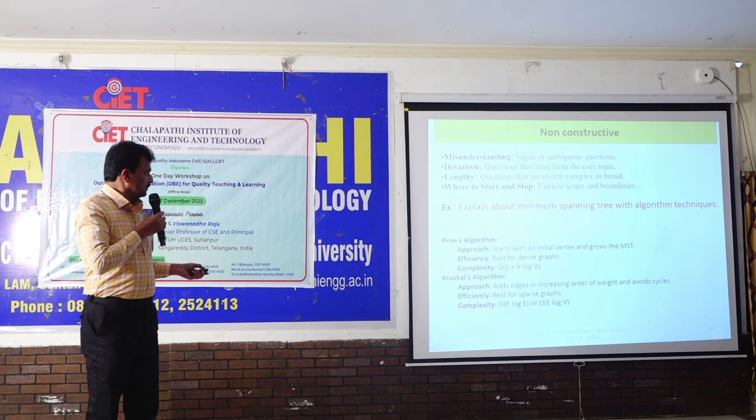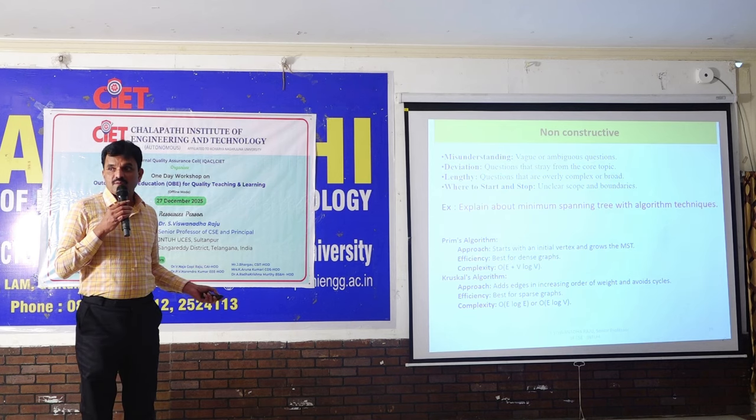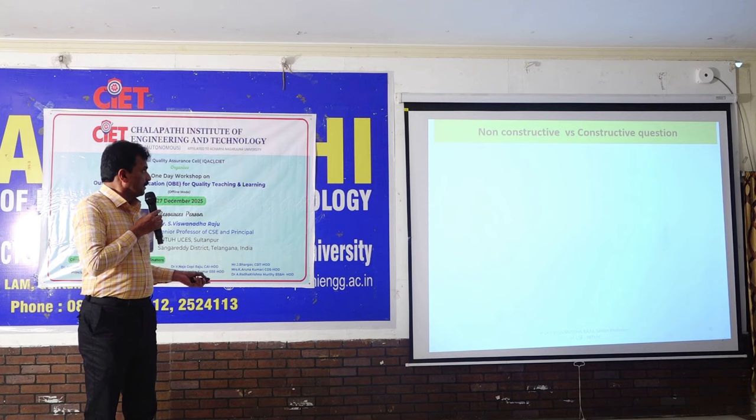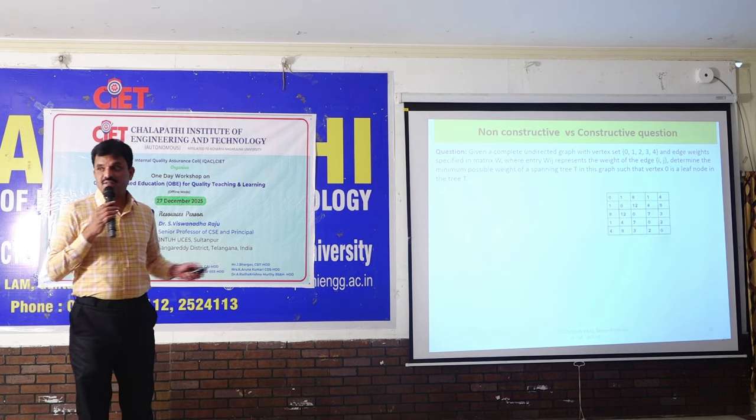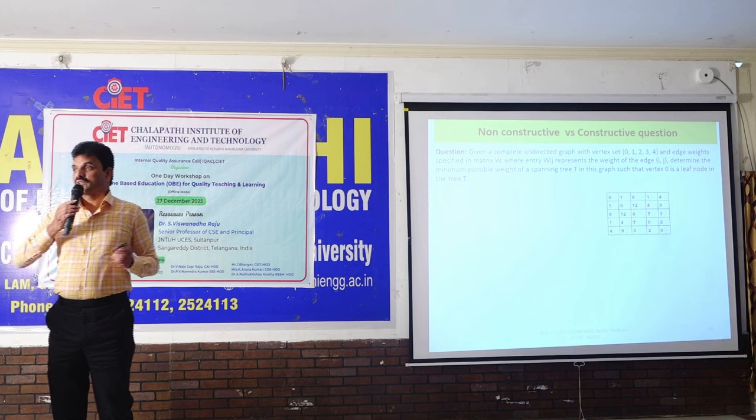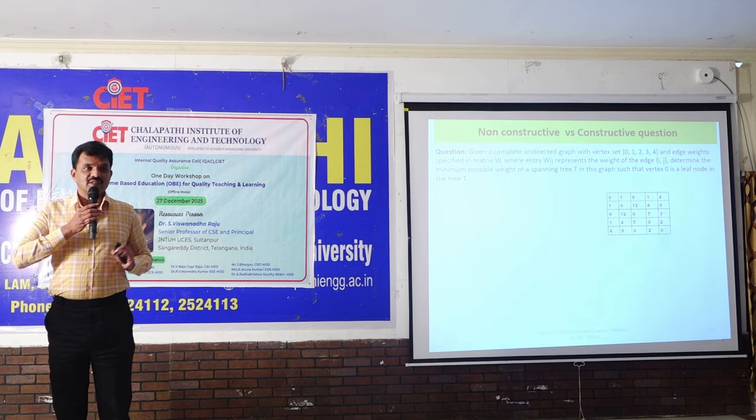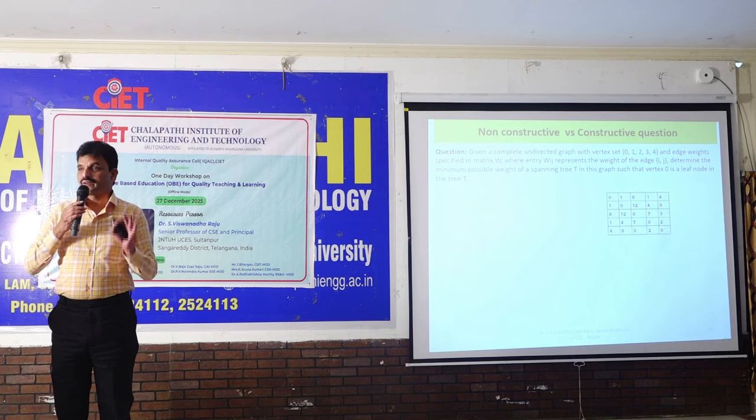So Prim's algorithm, it's a non-constructive question. Prim's algorithm, Kruskal's algorithm, which one has to be used? Okay. So the question: given a complete undirected graph with a vertex set and edge weights specified in matrix W, where entry Wij represents the weight of the edge, determine the minimum possible weight of a spanning tree in this graph such that vertex 0 is a leaf node in the tree T. You see, this is the information I am giving. Now I am converting from non-constructive to constructive. A little extra instruction is required.